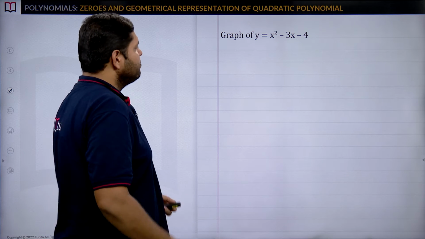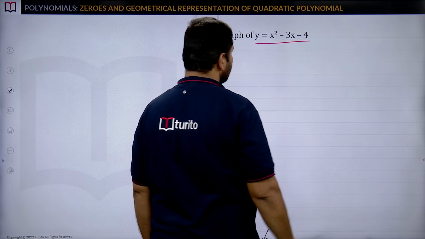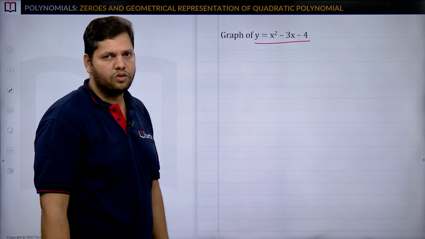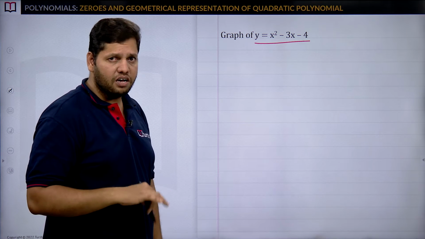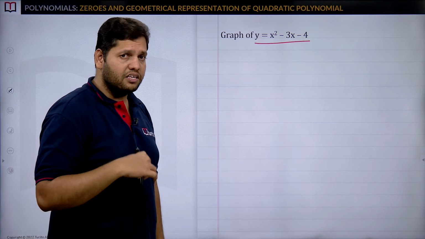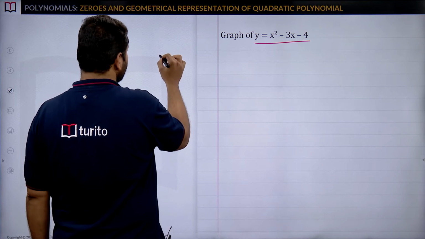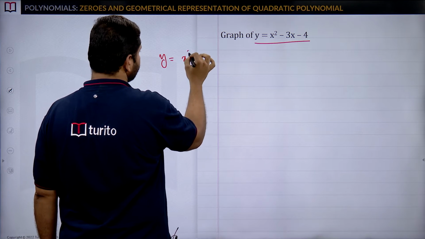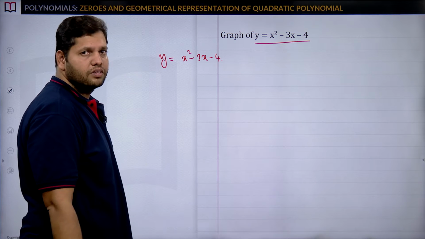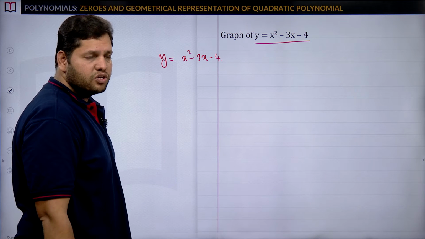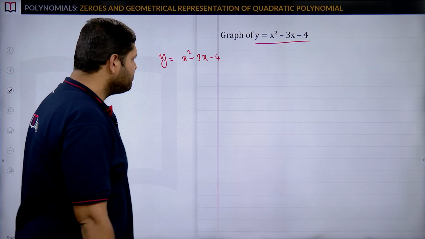Okay. Children, first we need to draw the graph of y is equal to x square minus 3x minus 4. So before finding the zeros of the polynomial graphically, or we can say practically, first we will find the zeros of the polynomial theoretically. So what is the given polynomial expression? y is equal to x square minus 3x minus 4. Children, what am I doing? I am finding the zeros of this polynomial. So how can we find the zeros of this polynomial? We need to factorize it.